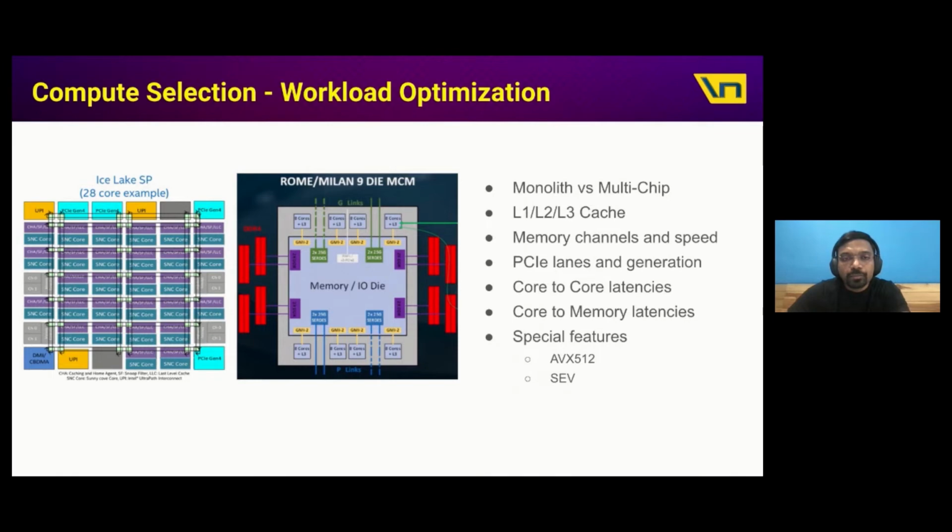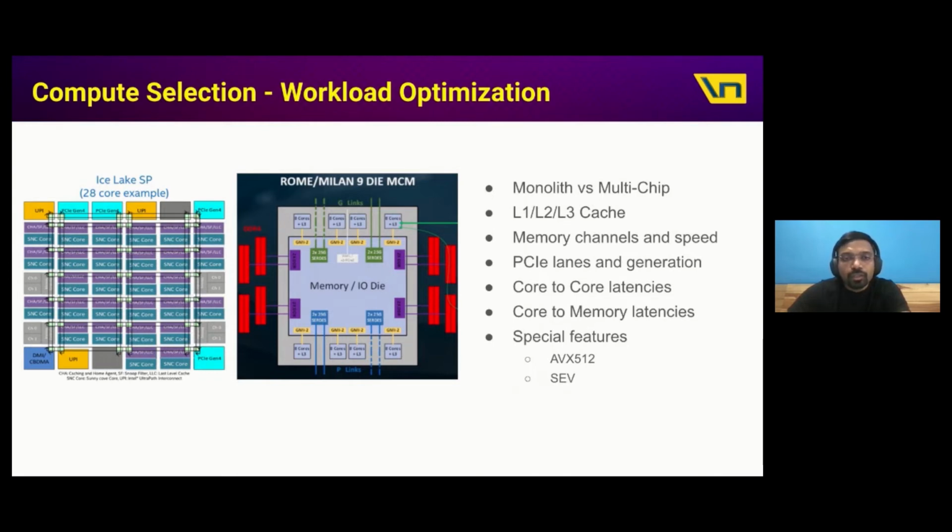Then the count and speed of the memory channels in the platform, which decides the possible core to memory ratios. The PCIe slots, the number of PCIe slots in the platform, which decides how many peripherals we can connect to the system, in future as well for expansion.